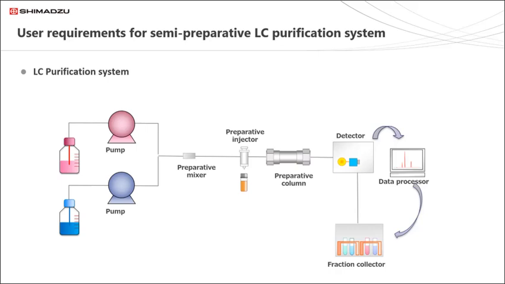Here is a simple schematic of a purification system. Mobile phase flows from the bottles, through the pump, through the preparative mixer, through injector, onto the column, onto the detection system, and finally onto the fraction collector.